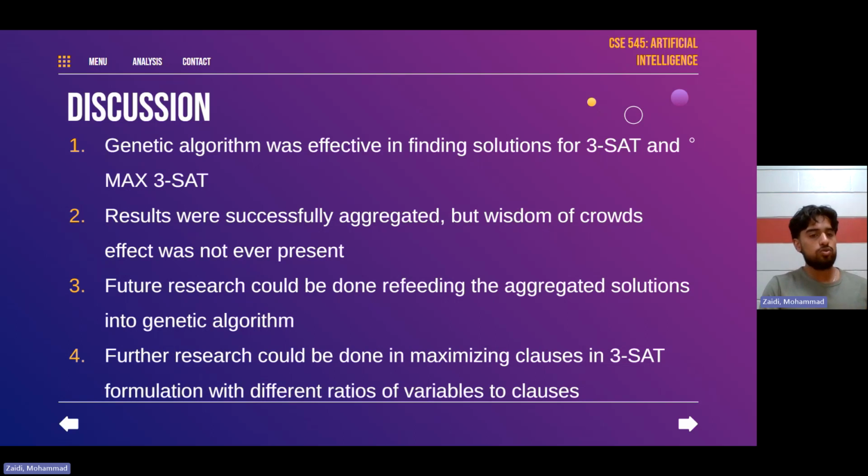And so if we do decide to run multiple genetic algorithms and just pick the best, it wouldn't be much more costly to go ahead and run the aggregation and see if we can get a better solution.